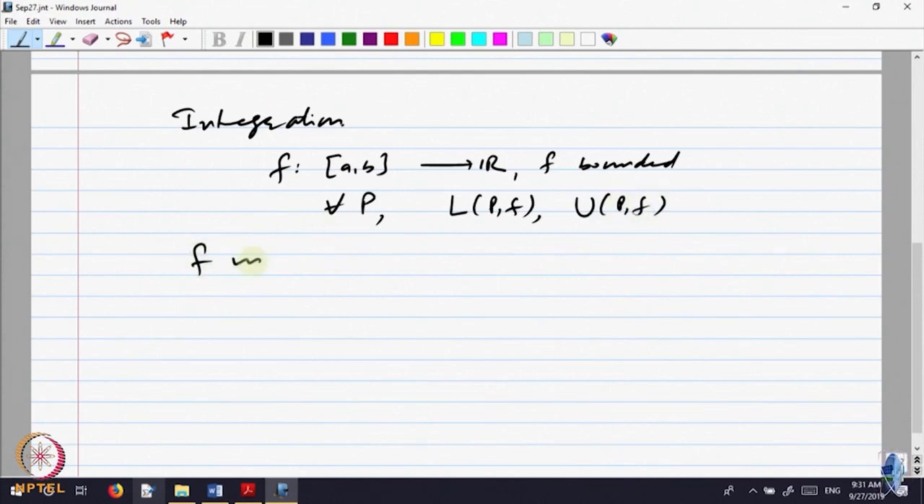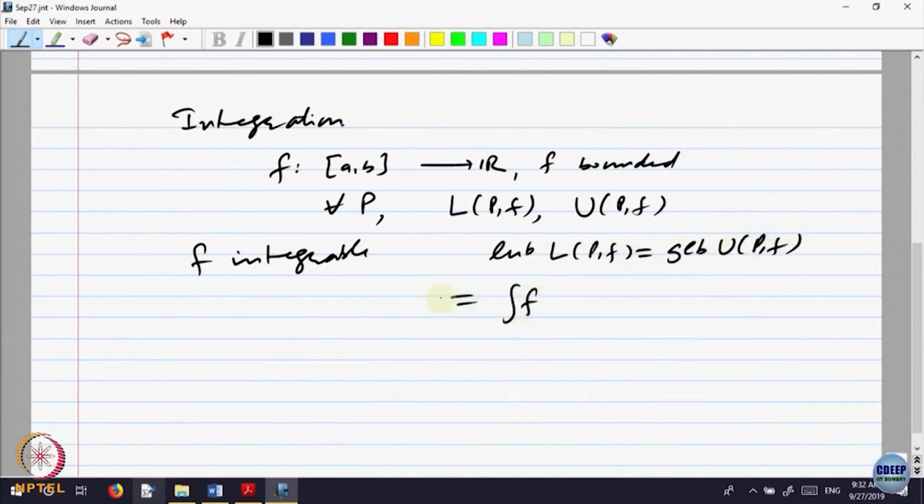And we said f is integrable if and only if the supremum, the least upper bound, of lower sums is equal to the greatest lower bound of upper sums, and that was denoted by integral f dx, right. So we gave some examples. F monotone implies f is integrable.